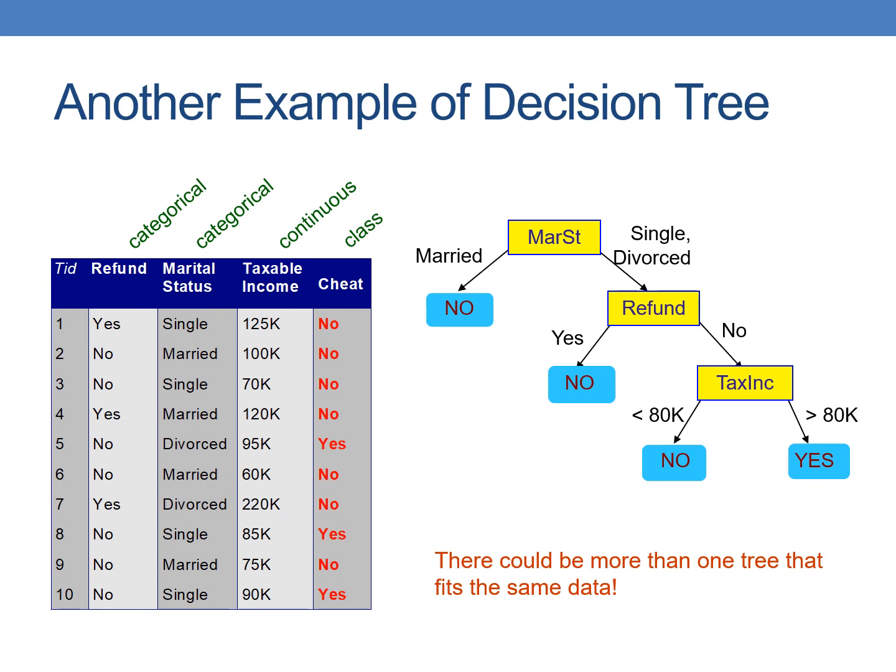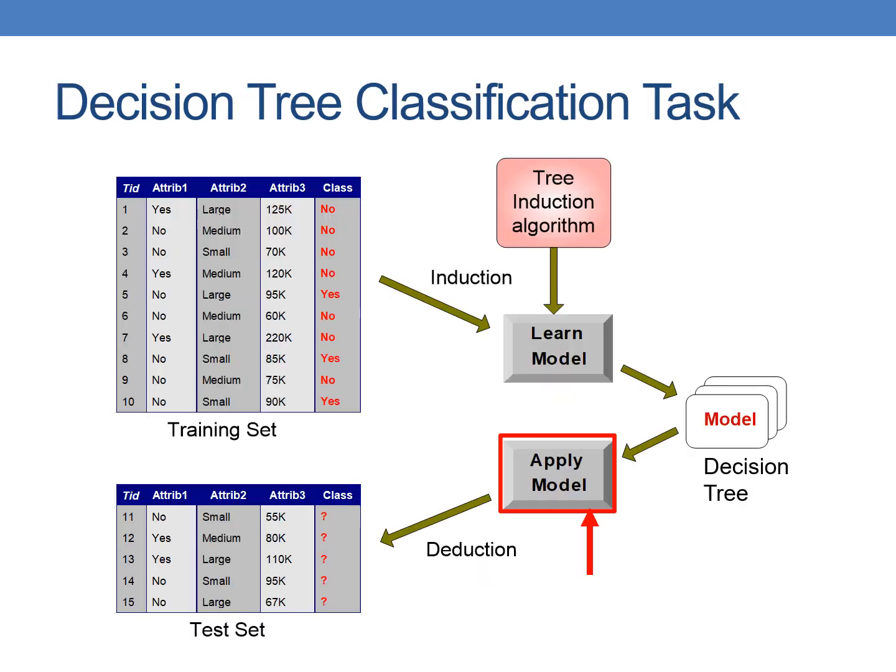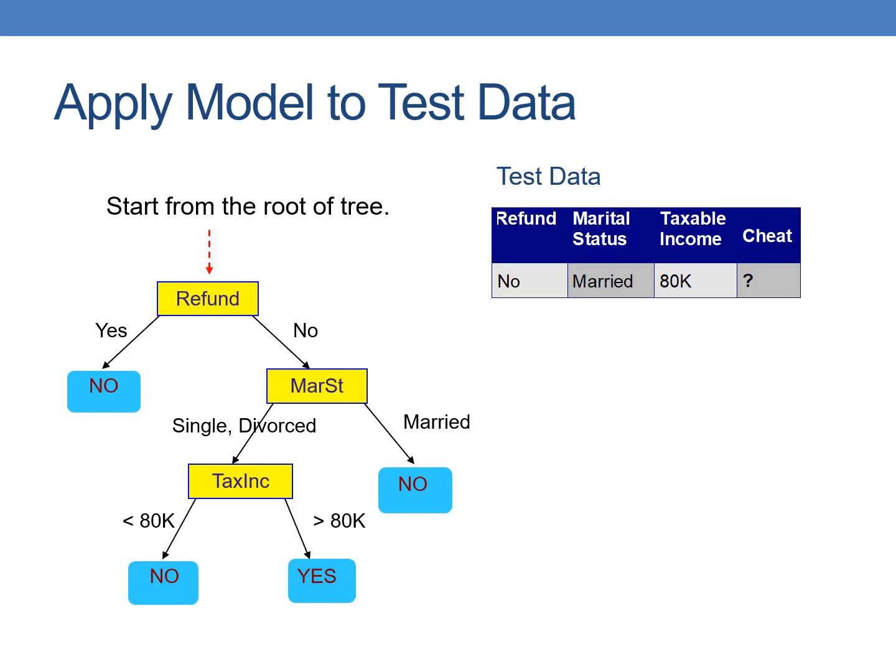When we create a decision tree, another specialty is that we can create more than one tree. Instead of taking refund as the base node, we can take marital status as the base node and create another tree. So we can create very different trees. In conclusion, the tree induction algorithm takes the training set as the input data and learns, acting as a learning model, and the decision tree model is created. This model is applied to the test data and we get the possible conclusion.